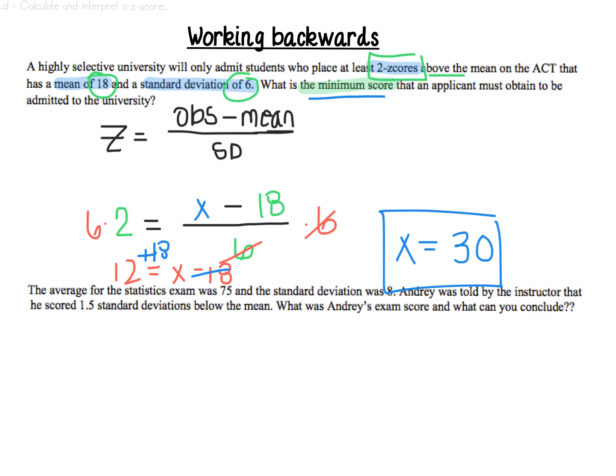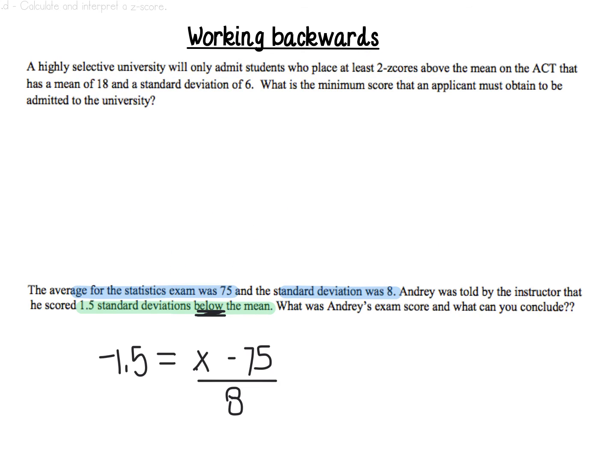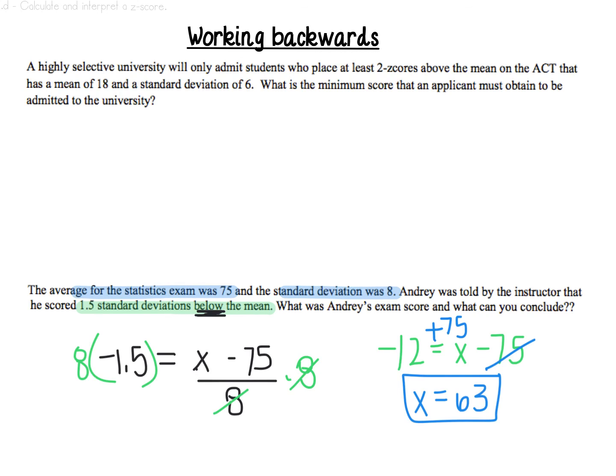All right, so go ahead and pause the video and try the second example by yourself. So hopefully you were able to set up negative 1.5, because he was 1.5 standard deviations below the mean, equals x, the score that we're looking for, minus 75, the mean, divided by 8. And as you use your algebra skills, you should have gotten that x is 63. So Andrew's exam score had to have been a 63 if he were 1.5 standard deviations below the mean. So what that means is he did worse than 50% of the class.